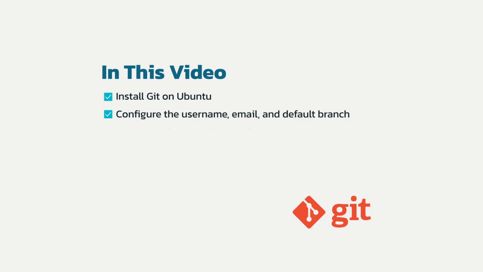And also we will configure the bash shell to show Git branch name, and by default bash shell does not show the branch name you are working on, so we will configure that as well.